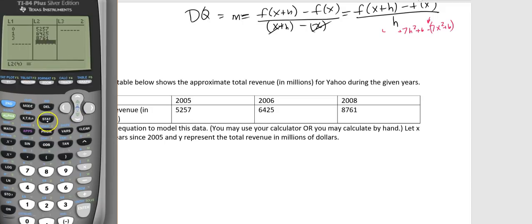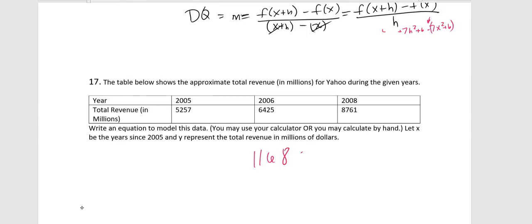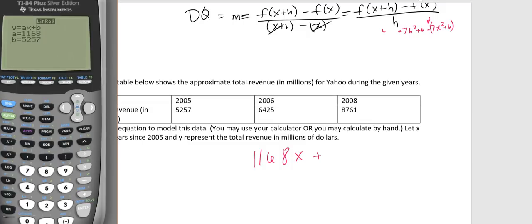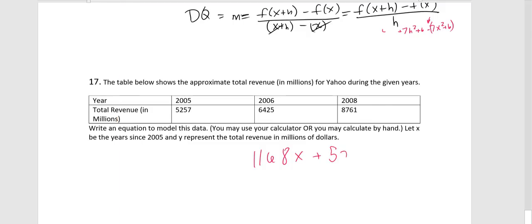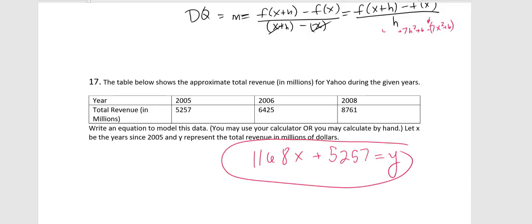I'm going to hit stat, but this time I'm going to hit calc and 4 because I want linear regression. Okay, and then I'm going to tab down with my arrow key until I get to calculate, and I'll hit enter. And it tells me that my slope a on the calculator is 1168. And it tells me that my y-intercept is 5257. Same equation, different way to get there. You may use either method on the test.